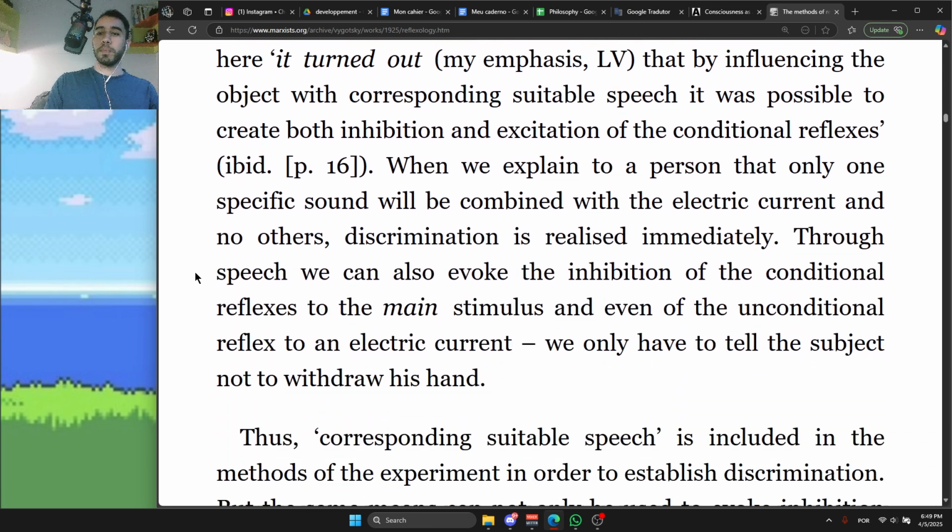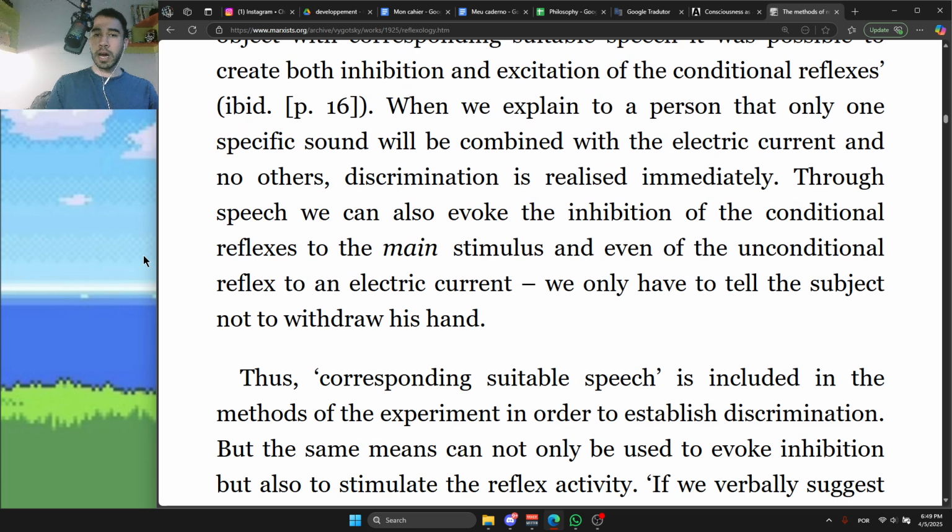When we explain to a person that only one specific sound will be combined with the electric current and no others, discrimination is realized immediately. Through speech, we can also evoke the inhibition of the conditional reflexes to the main stimulus and even of the unconditional reflex to an electric current. We only have to tell the subject not to withdraw his hand.